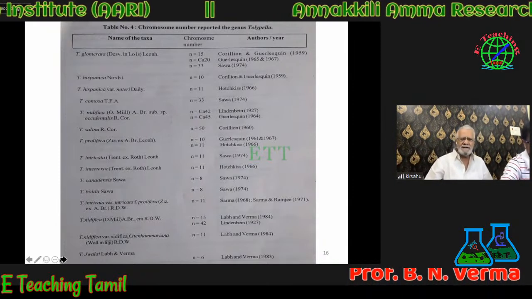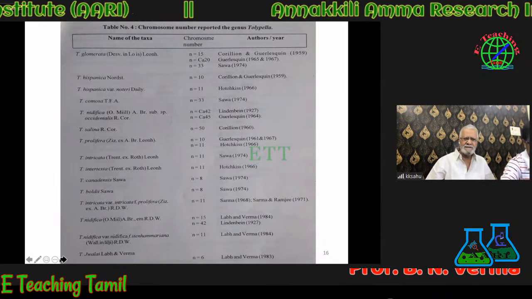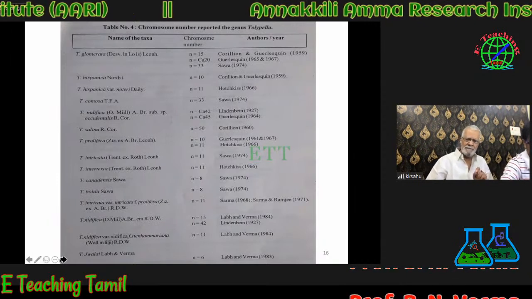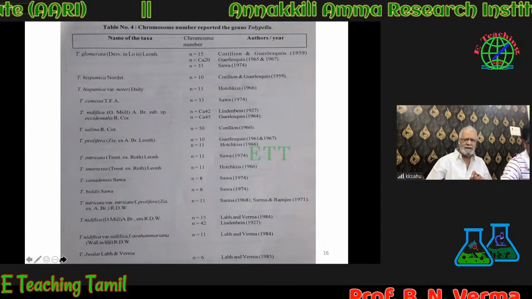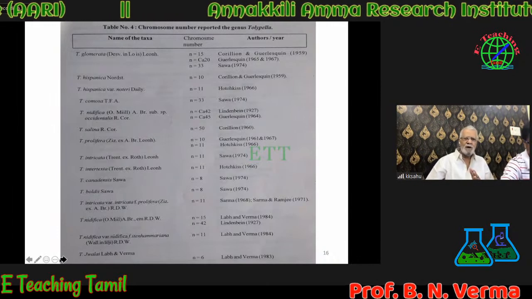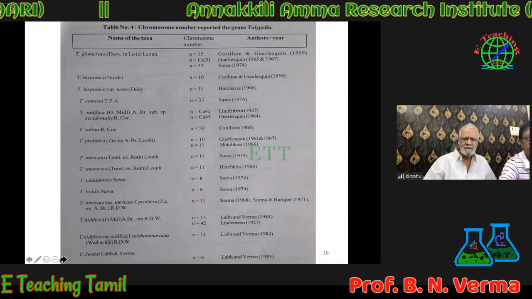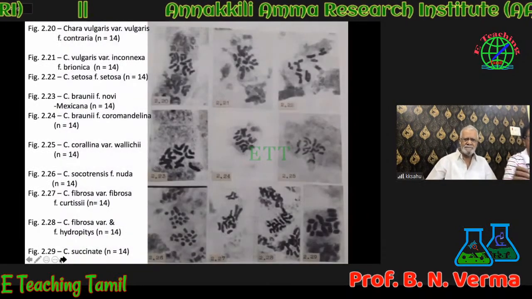Unlike Chara and Nitella, this Tolypella genus exhibits the predominance of aneuploidy, and polyploidy is not here. Just next. Just see.